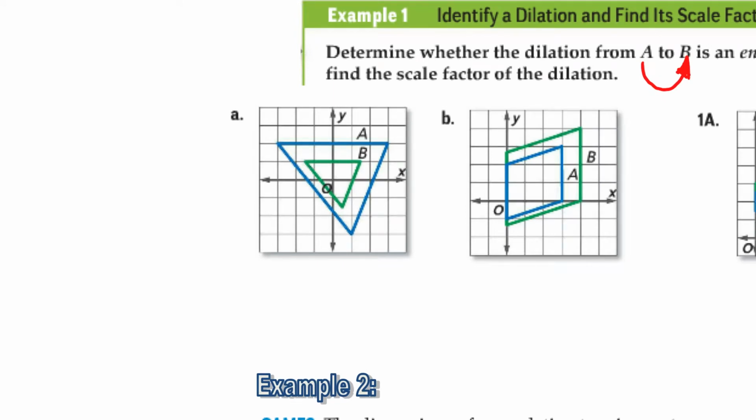So from A to B, is that an enlargement or a reduction? Reduction. It gets smaller, right? So I know that my scale factor is less than 1. This is going to have to be less than 1 for the scale factor.